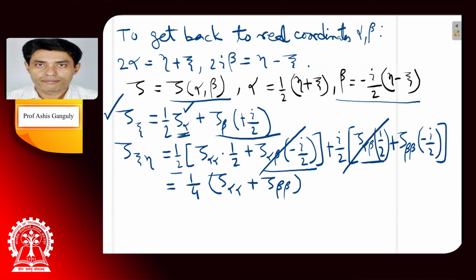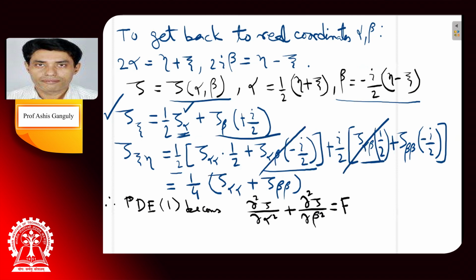So finally, therefore, PD1 becomes now del square zeta del alpha square plus del square zeta del beta square. I am absorbing 1 by 4 factor in f. Let me put, because I absorb f, so f tilde, which is function of variables and first order derivatives only. So it is elliptic.